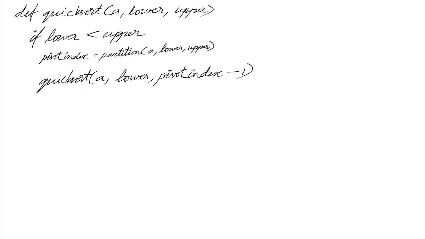Then we make a recursive quicksort call that takes the array A, the lower index, and the pivot index minus 1, which results in the first section of the list. And then we call the quicksort on the second section of the list.